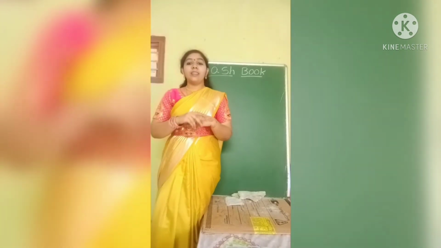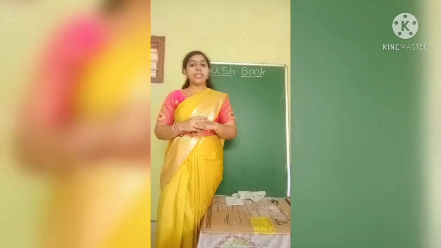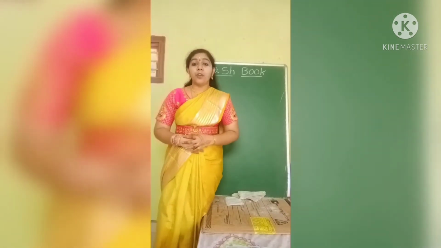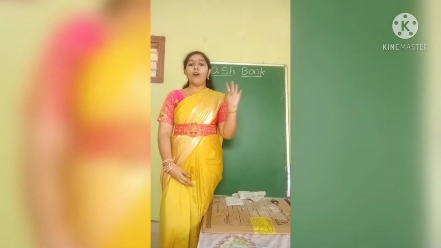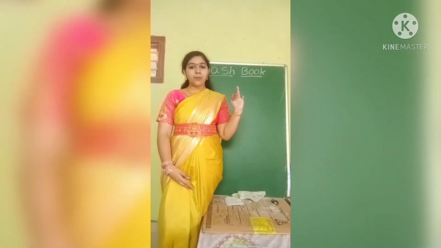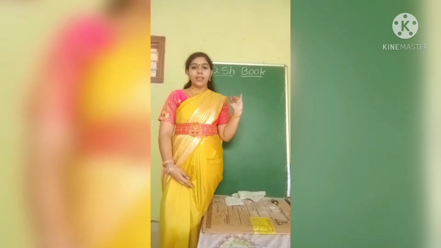Right, in our previous class we discussed our cash book. How many types of cash books are there? Four types: simple cash book, two-column cash book, triple column cash book and analytical petty cash book.